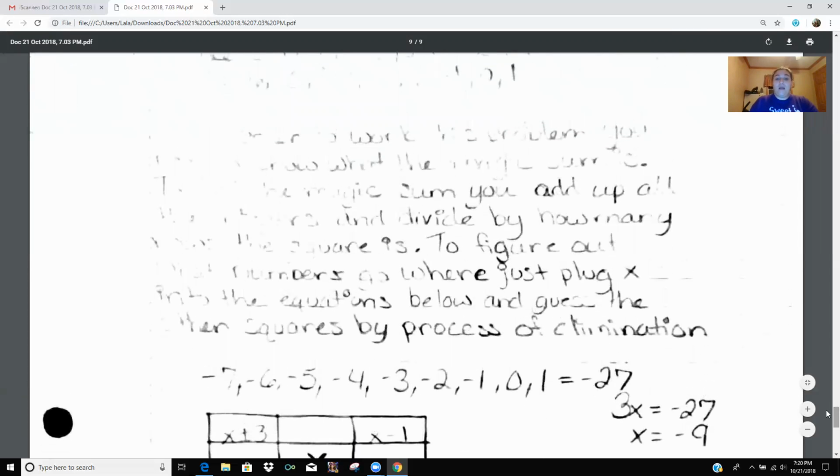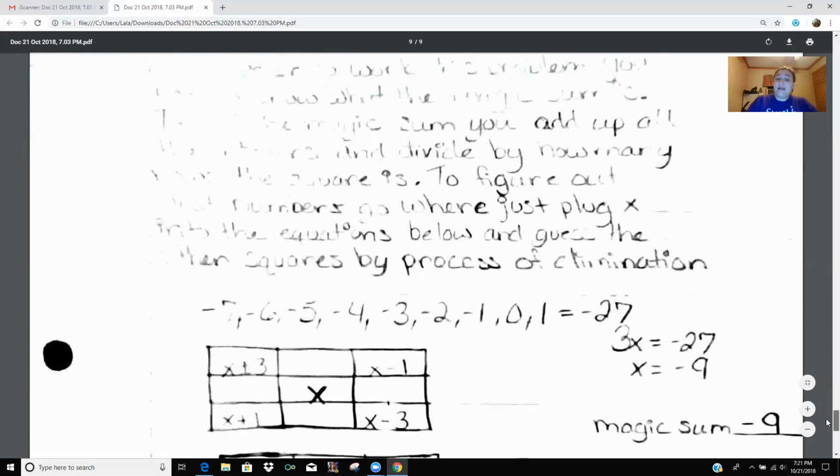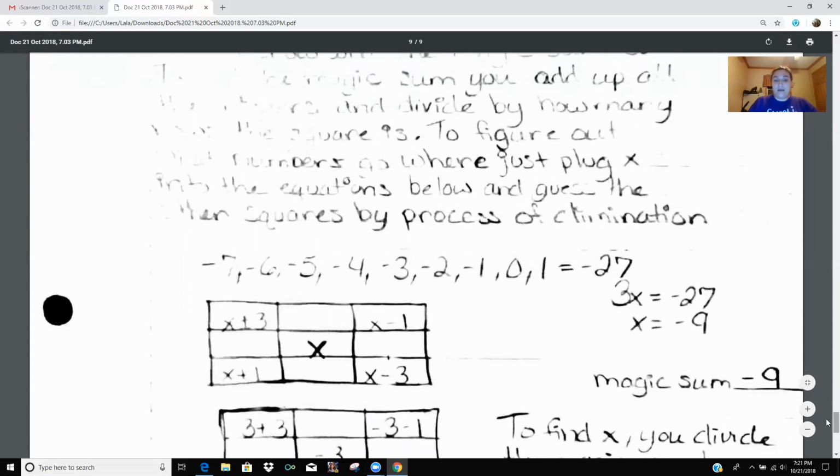So right here are the integers we're using: -7, -6, -5, -4, -3, -2, -1, 0, and 1, which when you add those all together gives you -27. Now to figure out what the magic sum is, our magic square has 3 rows. So you're going to go 3x equals -27. x is equal to -9. So the magic sum is -9, which means every row, every column, and diagonally needs to equal -9.